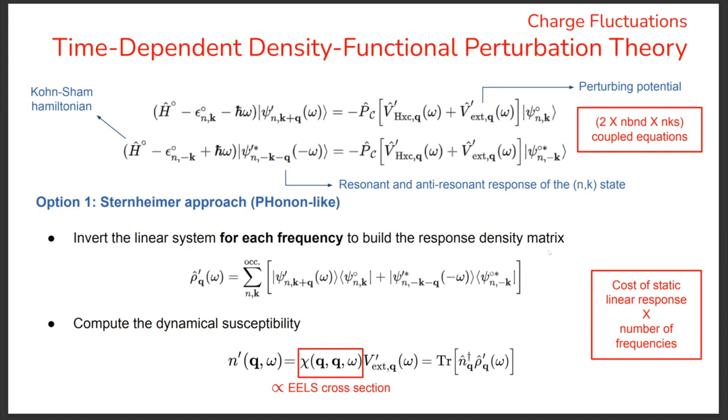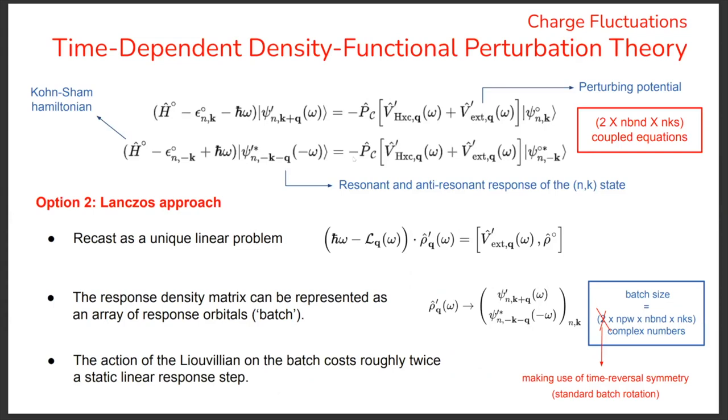This approach costs like a phonon calculation times the number of frequencies you invert. This is why it was first implemented in Quantum Espresso. Another method, the one that Yuri showed you, is the Liouville-Lanczos approach, where you take the system and recast it as a large linear problem, where you have an eigenvalue problem for a Liouvillean operator, which acts on a particular representation of the response matrix that we call the batch representation, and is made of vectors whose number is the number of bands times the number of k points. So this is a larger representation, but you have a linear problem. Once you have a linear problem, you can invert it directly and compute your rho prime, which will give you the response density matrix.